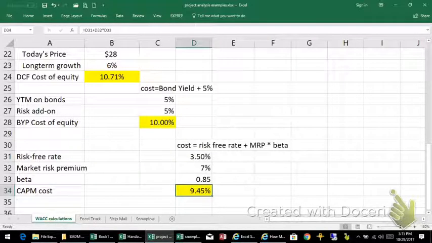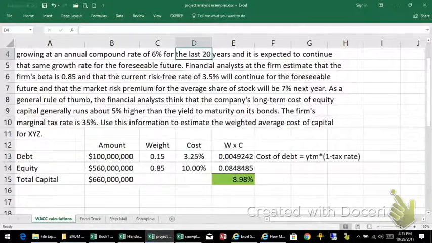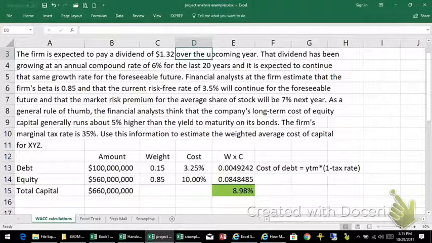All right, to finance wizards anyway. All right, so there's the weighted average cost of capital for XYZ Industries right at 9%.